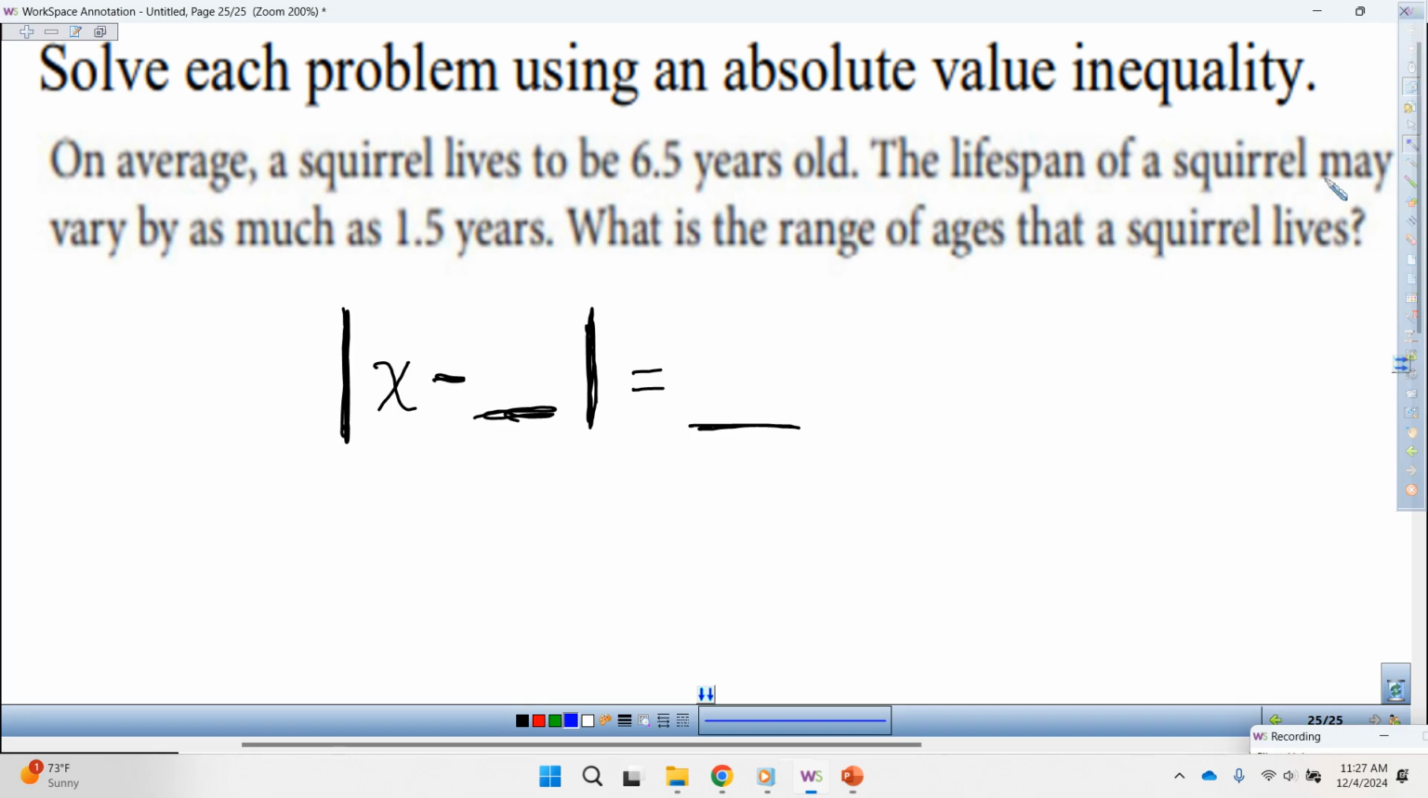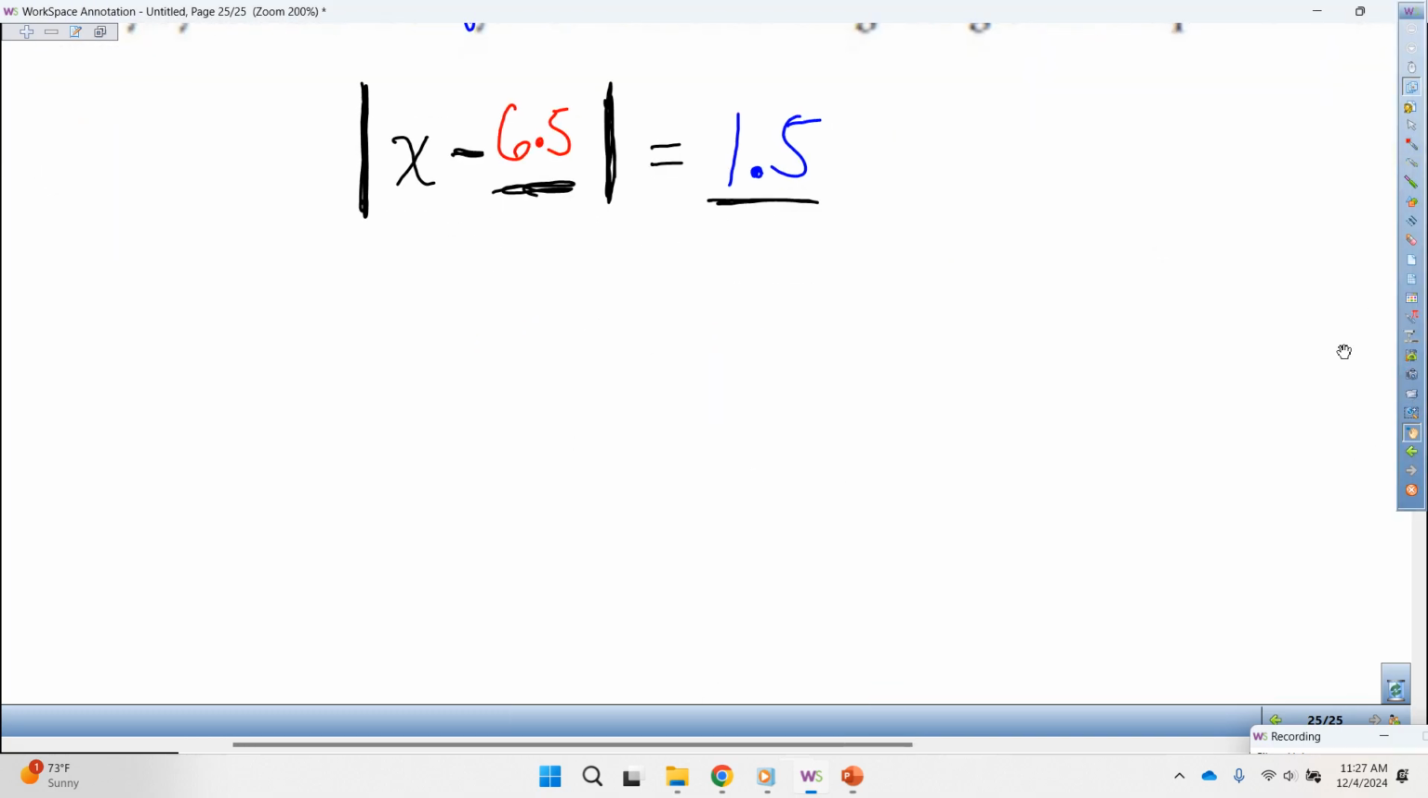Like Mario's got it. I see you, Mario. So let's go with Franco. Which one do you think, Franco? 1.5. Yeah, because it varies by that much, which means it either goes up or less than 1.5. So that number goes right here. Which means that the other number has to go where? Inside, 6.5. And the rest is history.